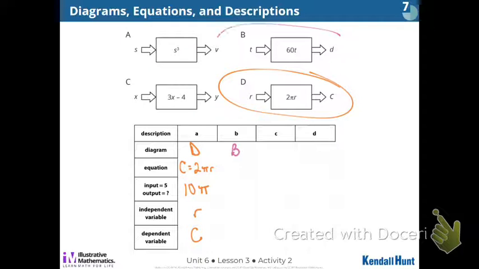That looks like situation B. Okay, the equation there would be the distance is equal to 60t. Let's put 5 in for the time. That means we went 300. All right. And then t would be the independent thing, and it changes the outcome of d.